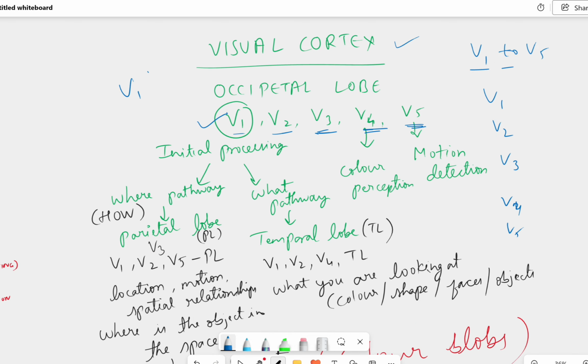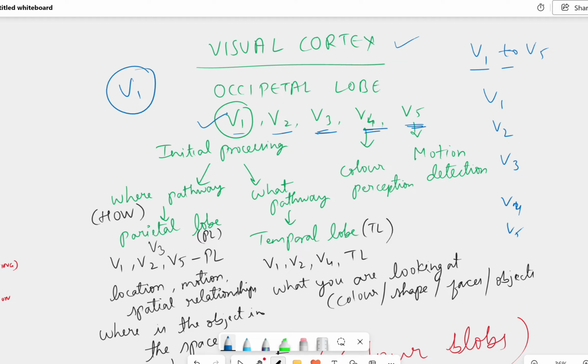Okay. So the V1 area is the first cortical station for vision, meaning all the information received via the visual pathway from the lateral geniculate body is first relayed in the V1 area, okay, and this is located in the occipital lobe along the calcarine sulcus. This area's main function is to process the basic visual information received from the lateral geniculate body.